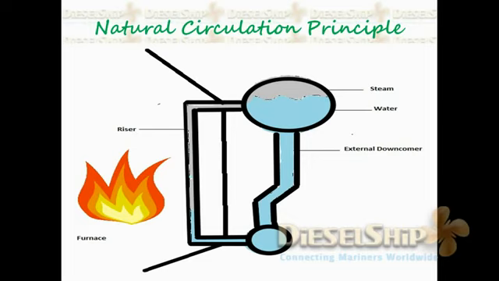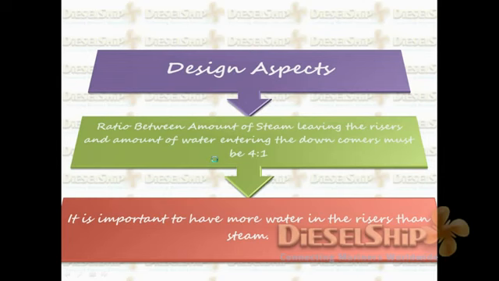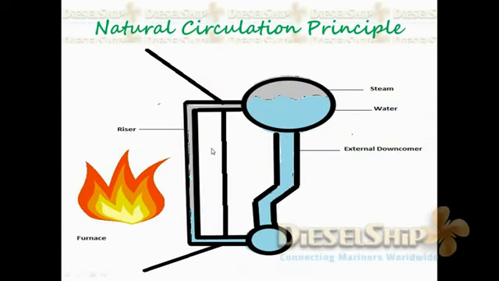And this picture is drawn by me, and this is a symbolic representation of a recent generation boiler. Here you have an external downcomer. Assume this to be the boiler furnace refractory, and these are the generating tubes or the risers. Let's go back to this picture. So these are the risers, and here you have the steam and water drum. These are the external downcomers, which are outside the furnace of the boiler.